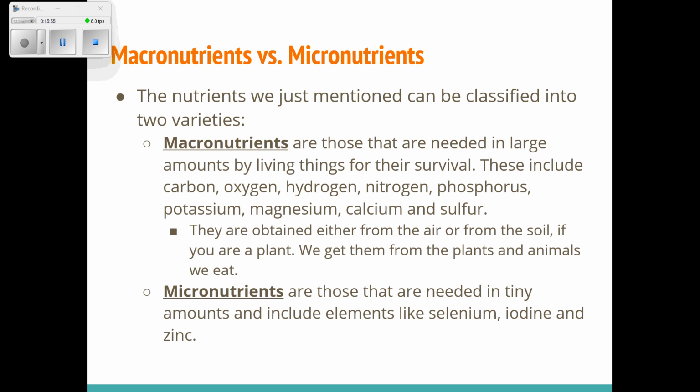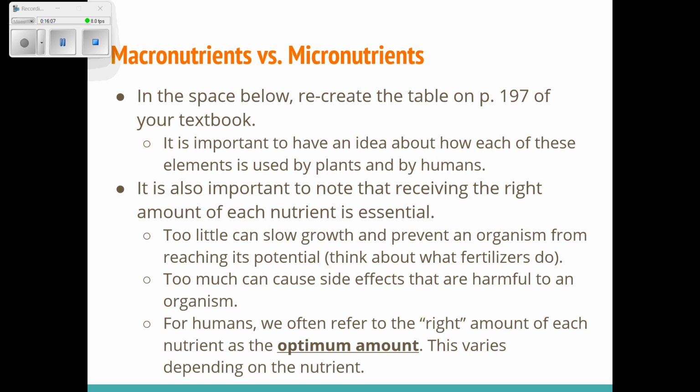They are obtained from either the air or from the soil if you are a plant. We get them from plants and animals we eat. Micronutrients are things that you need in very small amounts, such as selenium, iodine, and zinc. In the space below, which you will not be able to do, but I want you to recreate the textbook. There's a list of all the micro and macronutrients so that you know a little bit about each one.